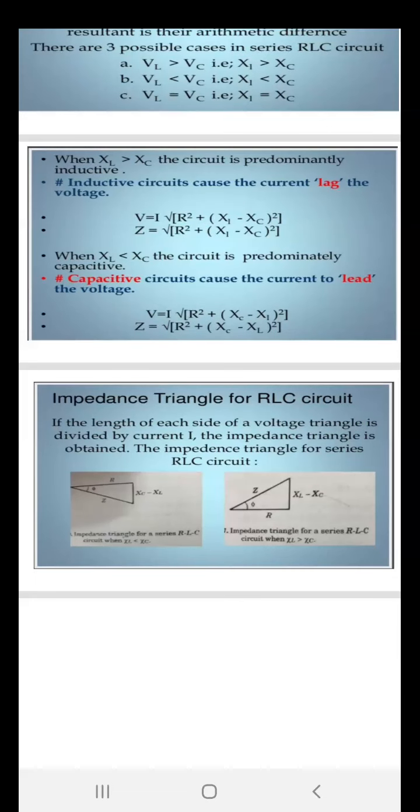Impedance triangle for the RLC circuit: if the length of each side of the voltage triangle is divided by current I, the impedance triangle is obtained, the impedance triangle for the series RLC circuit.